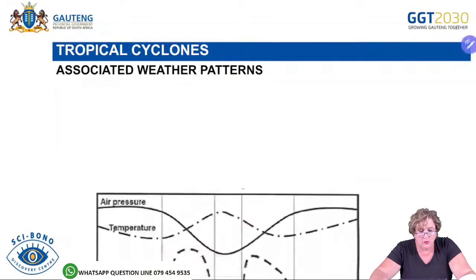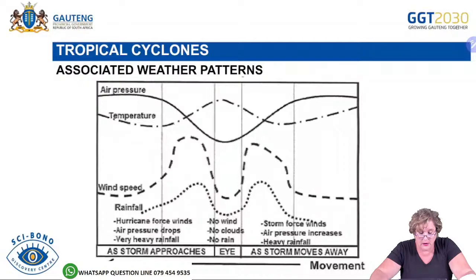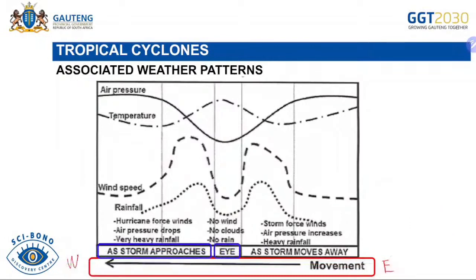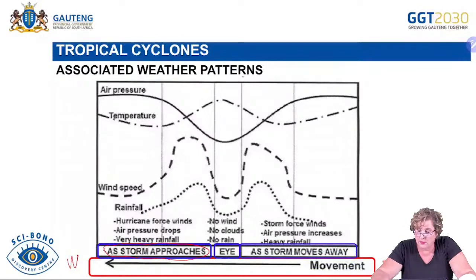What are the associated weather patterns of a tropical cyclone? So you will see there, remember the movement of a tropical cyclone is from east to west, and it influences the east coast of the continent. There in the middle is the eye, as we said. That side, the western side, is the storm approaching, and that side is when the storm moves away. So this part, as the storm is approaching, will affect the coastline first. Then we will have the eye, and then we will have the other part of the tropical cyclone.